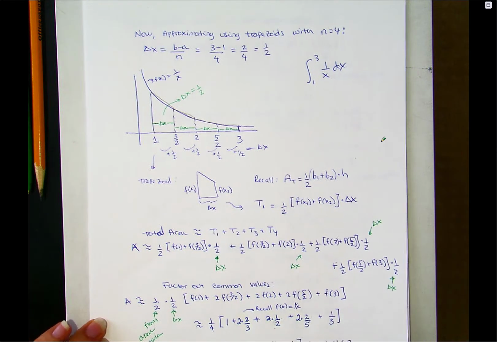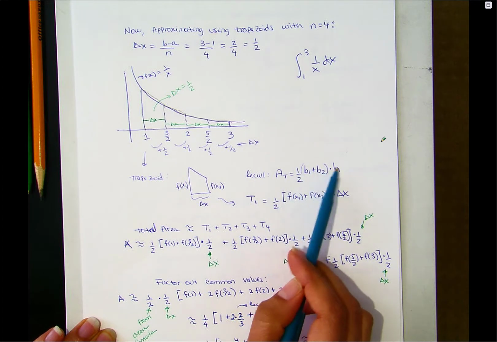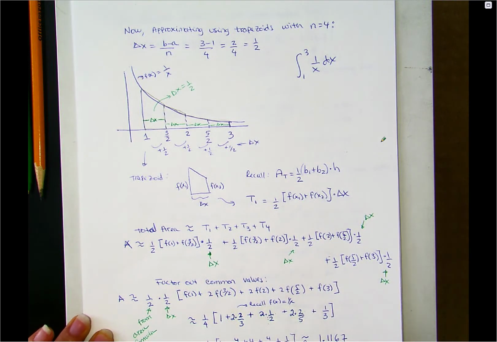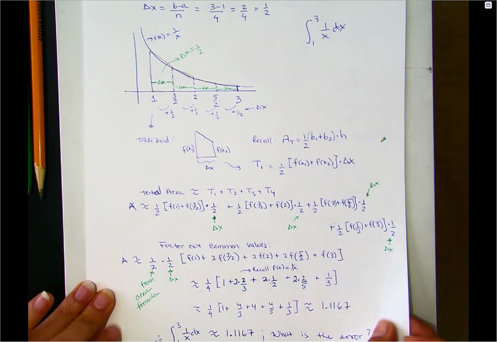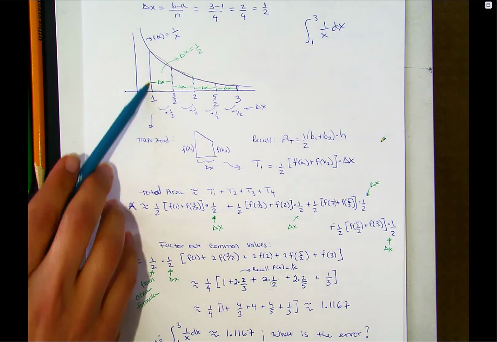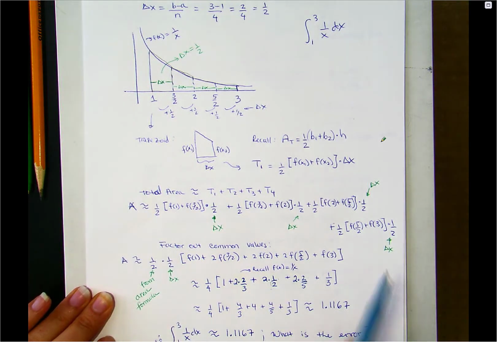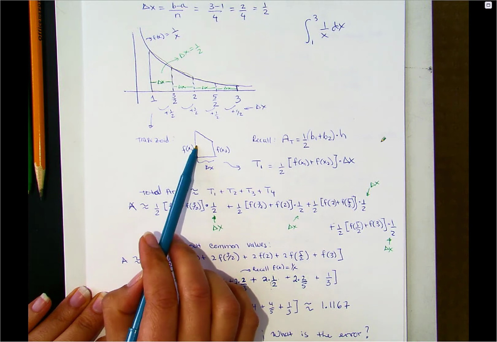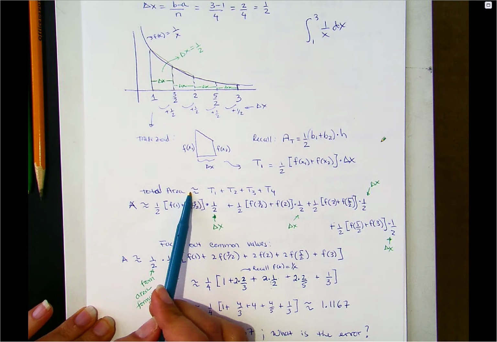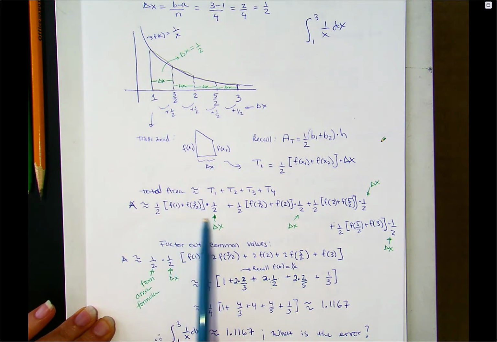The area of a trapezoid, recall, is 1/2 times (base 1 plus base 2), the whole thing times the height. I did this in class the last time we met before the exam. For the first trapezoid, the area will be 1/2 times (f of x1 plus f of x2) times the height, which is delta x. Remember, our trapezoids are standing up instead of how we're used to seeing them on the side. The total area approximation is the sum of the 4 trapezoids. So I wrote them out here.